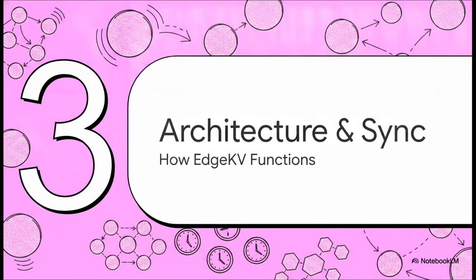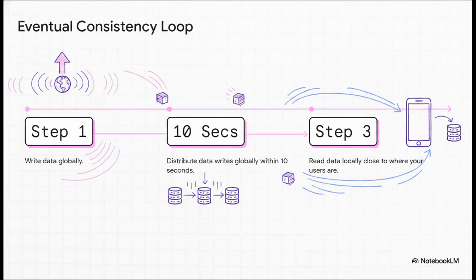Moving along to Section 3. Architecture and consistency. Let's look at exactly how EdgeKV functions behind the scenes. So here's the million-dollar question. How does a globally dispersed database stay synced up without lagging out? Well, it relies on a highly efficient eventual consistency loop. The golden rule of EdgeKV is this: read locally, write globally. You write your data, and it distributes globally across the entire network within about 10 seconds. Once it's distributed, your app reads it locally from the absolute closest edge server with virtually zero latency.